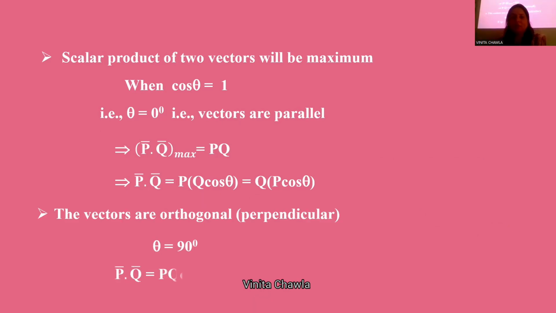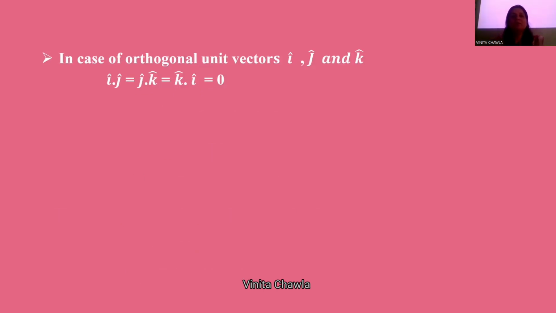So if vectors are orthogonal, then their dot product is 0. Okay? Because cos 90 degree is 0, so if the vectors are orthogonal, with an angle of 90 degree between them, then their dot product will be 0. Because they are orthogonal unit vectors, I and J: the angle between I cap and J cap is 90, between J cap and K cap is 90, and between I cap and K cap is 90.